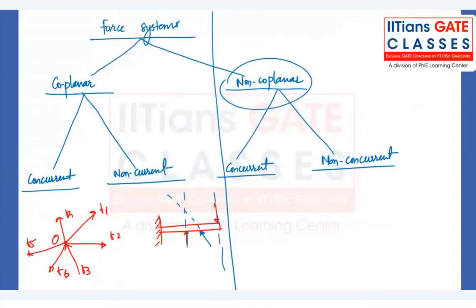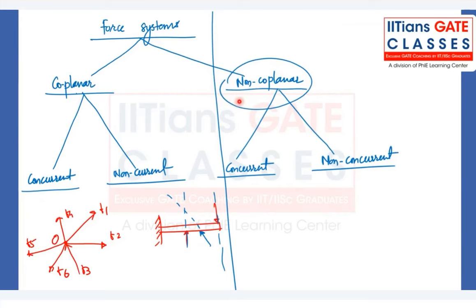Coplanar and non-coplanar, there are two kinds of force systems which we have to understand first. Coplanar is if the forces are within a single plane, then you call it a coplanar force system. Means if I'm drawing any forces on this two-dimensional paper or two-dimensional figure, then you call it a coplanar force system. But if some forces are coming out of the plane, then in that case you call it a non-coplanar force system.